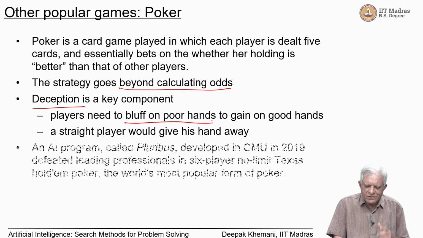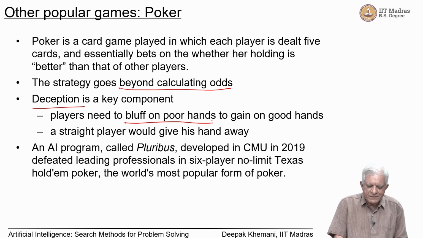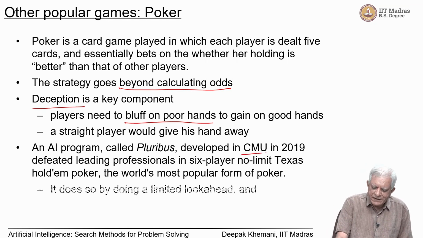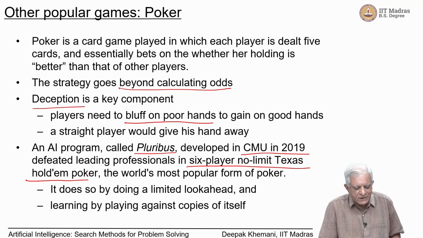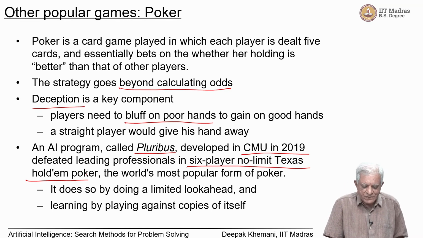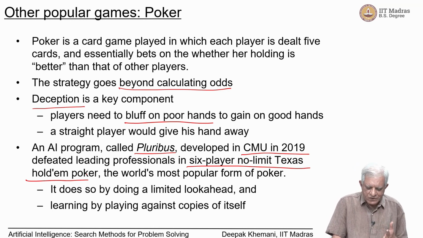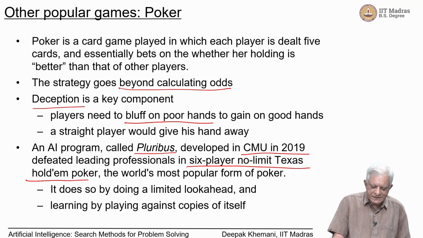A straight player would not be very successful in the game. So in 2019 at CMU, they wrote this program called Pluribus, which defeated leading professionals in 6-player no limit Texas Hold'em poker. There is a particular kind of poker game called Texas Hold'em, and this program could beat the world players, which means that it had kind of figured out how to make false bids or bluff, essentially.